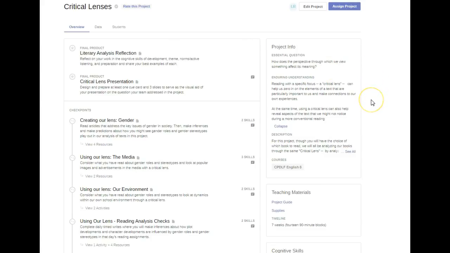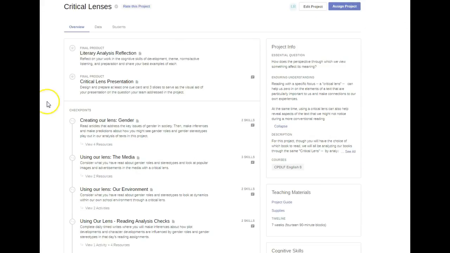And the understanding is that reading with specific focus, a critical lens, can help us zero in on elements of a text that are particularly important to us and make connections to our own experiences. At the same time, using a critical lens can also help reveal aspects of the text that we may not notice during a more conventional reading.